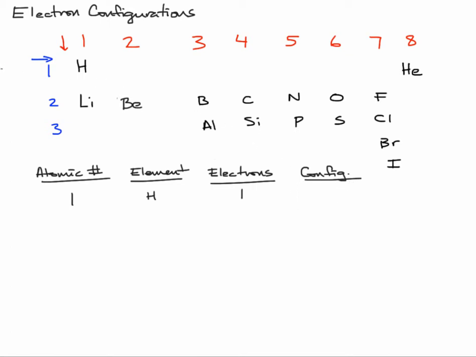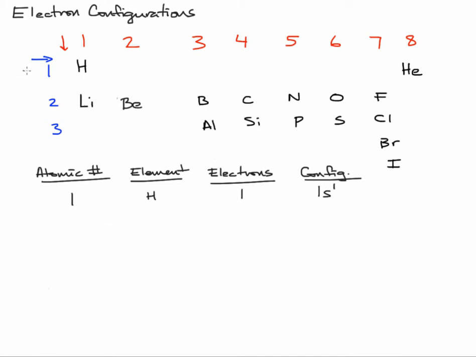So we're in period number 1. That's the first shell. So the lowest energy orbital in any shell is the s orbital. So we'll recall from general chemistry that the shape of an s orbital is spherical. And since we have 1 electron, we're going to denote that as a superscript above the s. So the electron configuration for hydrogen is 1s1.